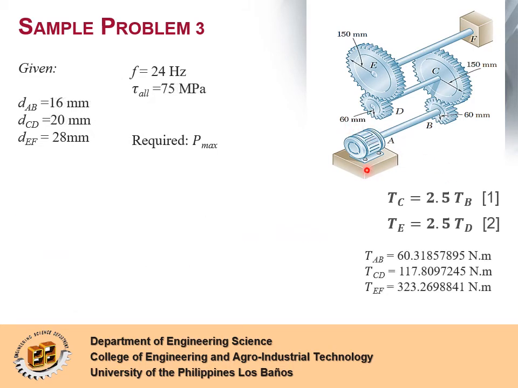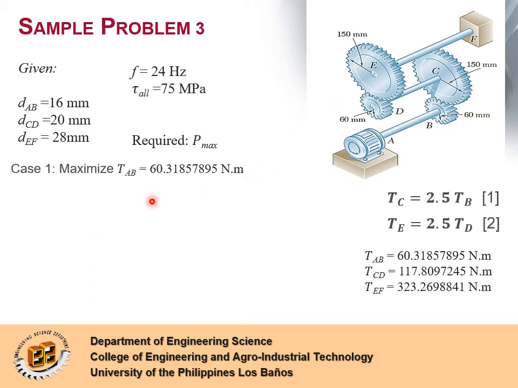The power transmitted from the motor produces torque A, which is also the torque in shaft AB and gear B. To get the torque in gear C, we must multiply T sub B by 2.5. T sub C is also the torque in shaft CD and gear D. In order to get the torque in gear E, we must multiply T sub D by 2.5 to get T sub E, which is also the torque in shaft EF.